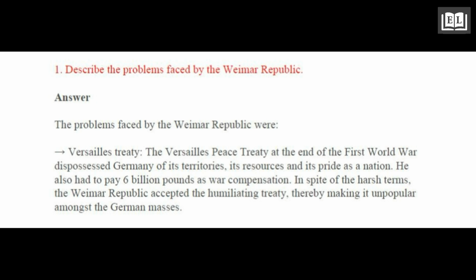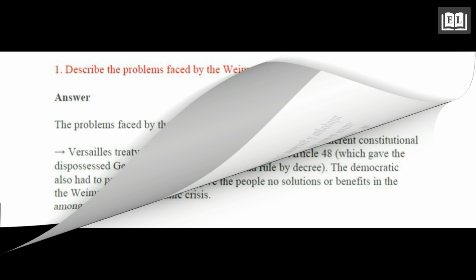Answer. The problem faced by the Weimar Republic was the Versailles Peace Treaty at the end of the First World War, which deprived Germany of its territories, its resources, and its pride as a nation. It also had to pay £6 billion as war compensation. In spite of this, the Weimar Republic accepted the humiliating treaty, thereby making it unpopular amongst the German masses.